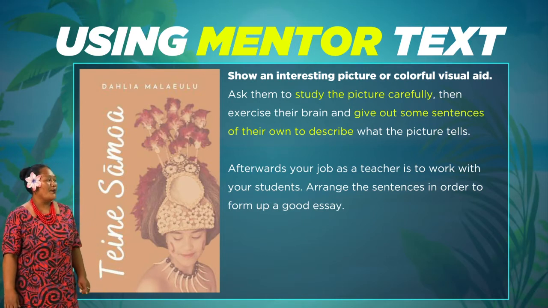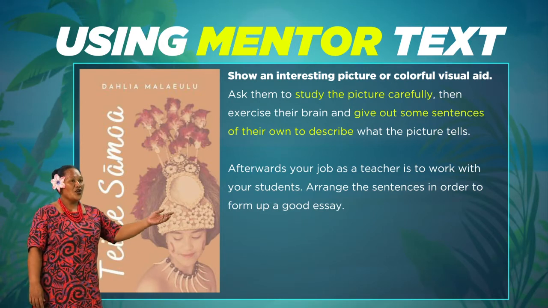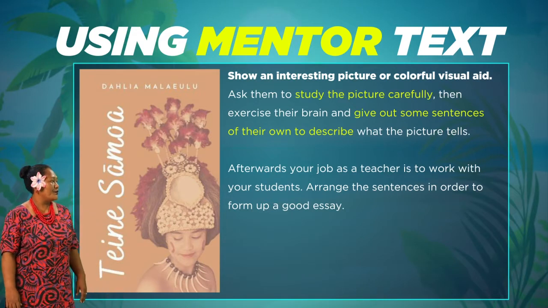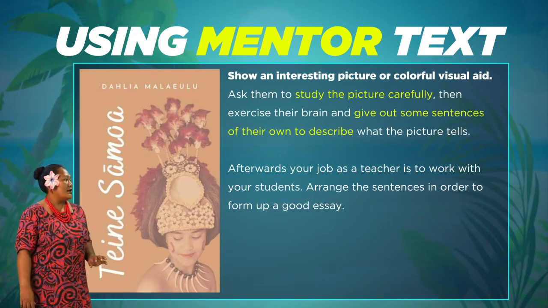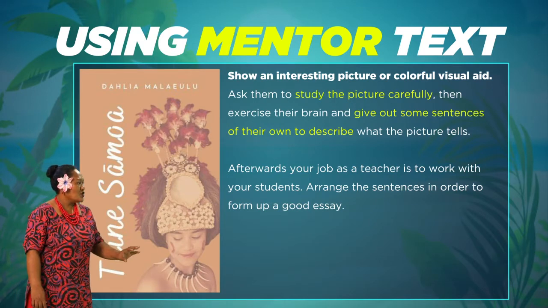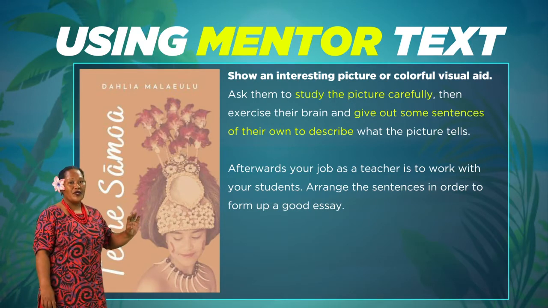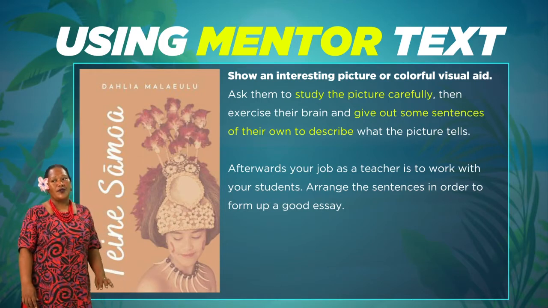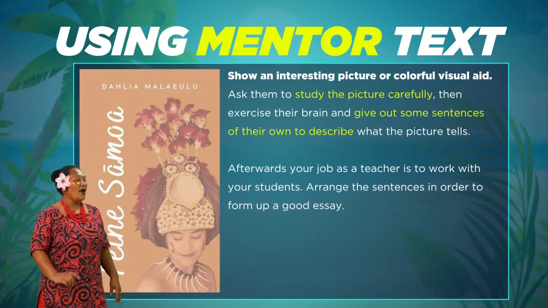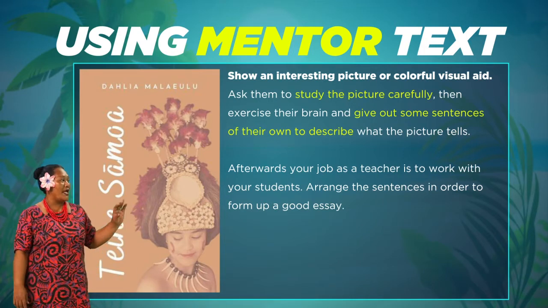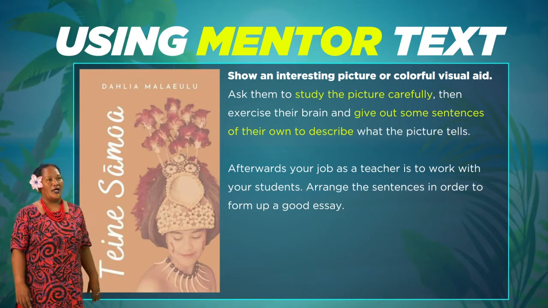Take, for example, a picture of a Taine Samoa. You have to put up a picture, then let your students come up with every new vocabulary according to the picture. After a while, you can help them create sentences from the adjectives they get from the picture.